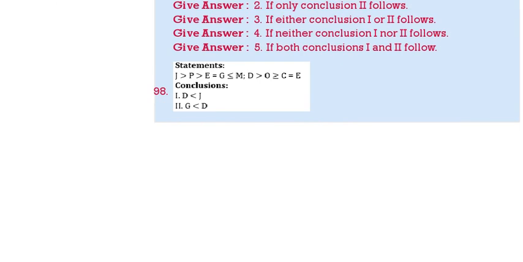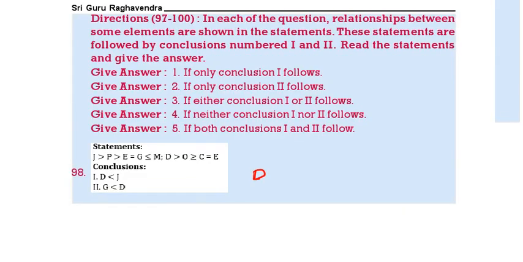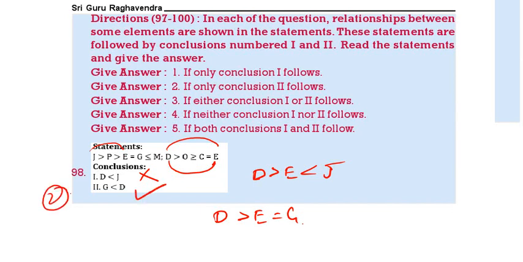Next one. J greater than P, P greater than E, E is equal to G, G less than or equal to M, D greater than O, O greater than or equal to C, C is equal to E. Now D less than G. Here from D to E greater than follows, from J to E greater than, or E less than J. So the first one does not follow. Second one, G greater than D. D greater than E, E is equal to G. Therefore, D greater than G or G less than D definitely follows. 2 definitely follows.